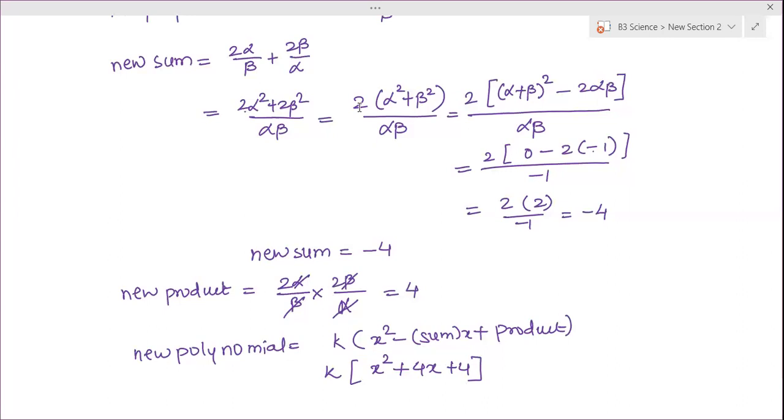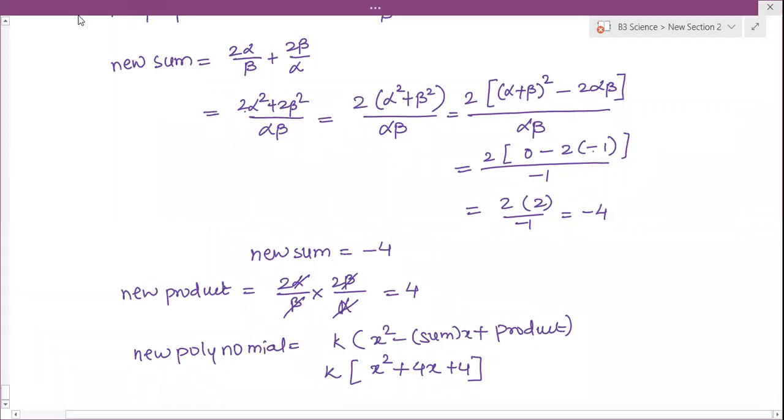Ma'am, so they have given an equation in which a and c both are 1 and b is 0. Now they are giving two new zeros and they're trying to ask us what is the new polynomial. Yeah, new zeros are in relation with the original earlier zeros. Okay, ma'am, got it. Ma'am, can you scroll up?